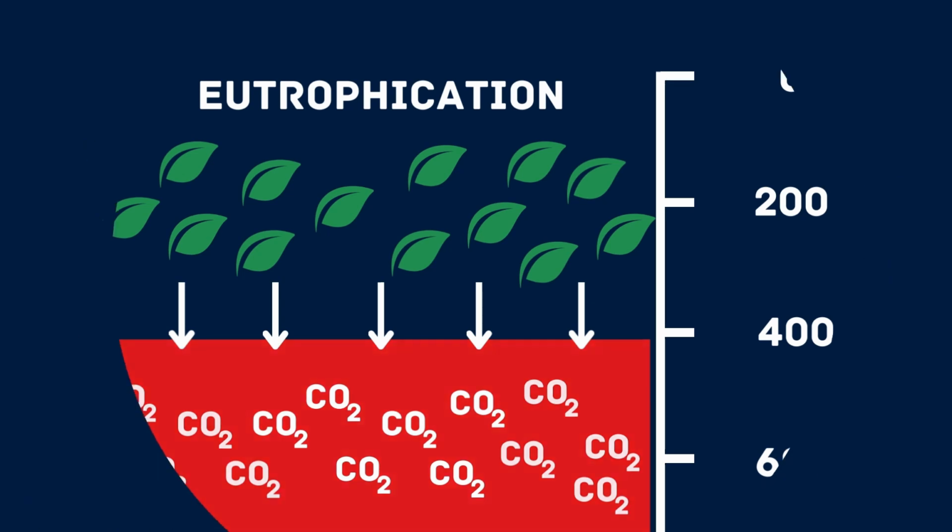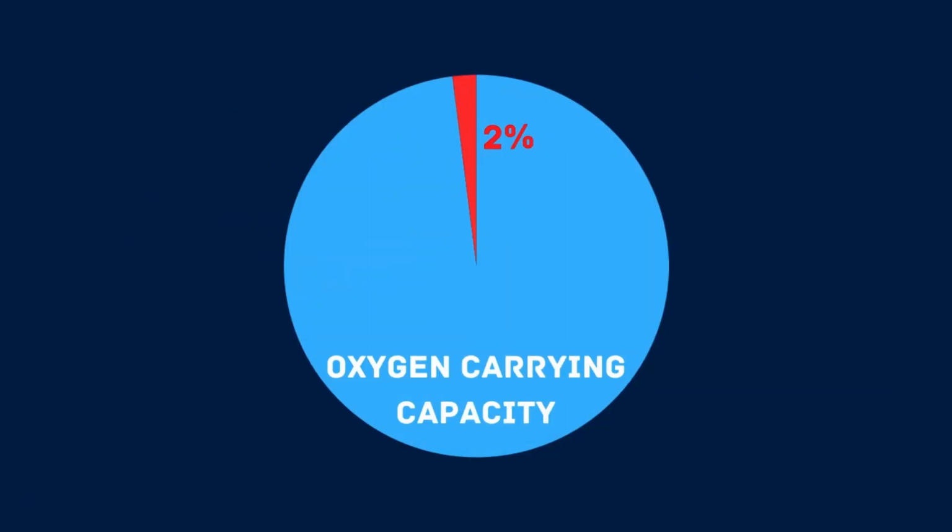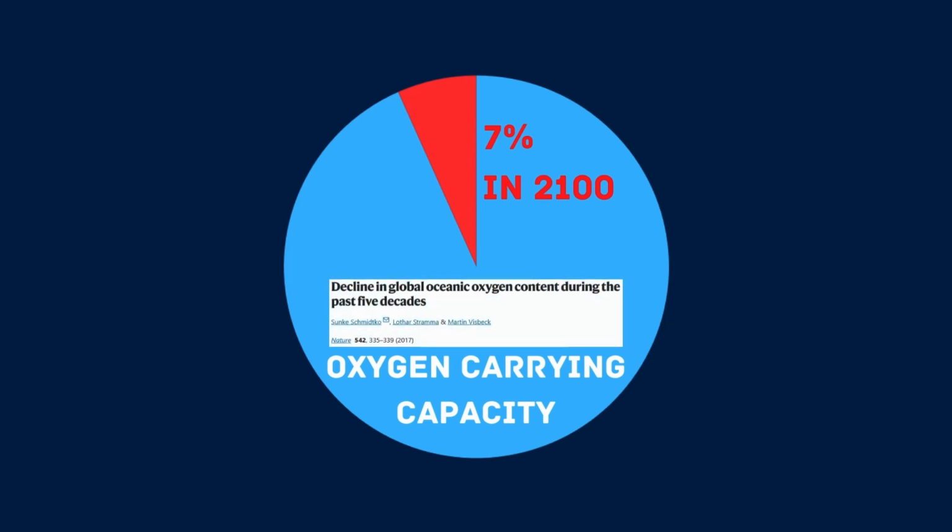It is estimated the ocean has already lost 2% of its global oxygen carrying capacity as a result of warming and changes in biological consumption, with models predicting up to 7% loss by the year 2100, according to a paper in 2017 authored by Schmidtko, Strama, and Visbeck.